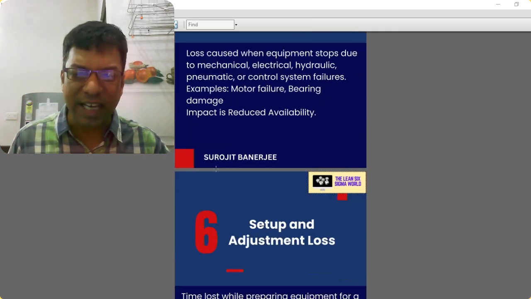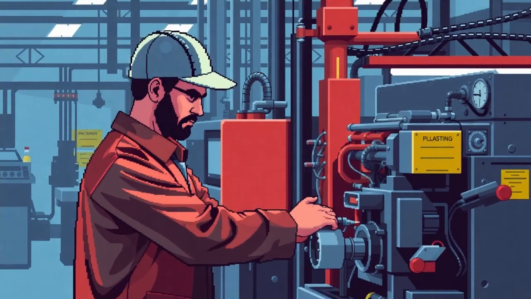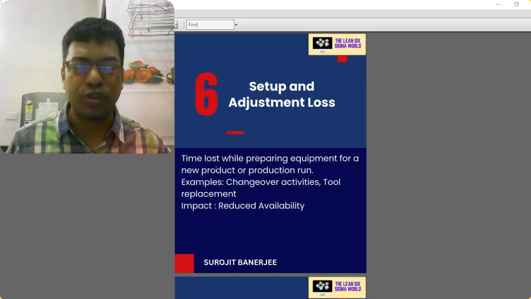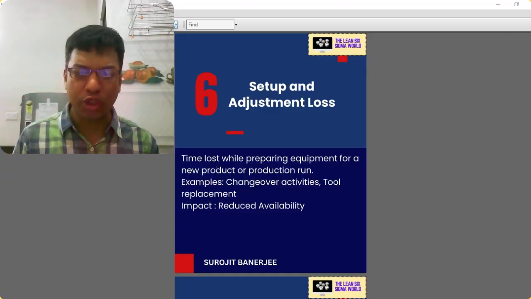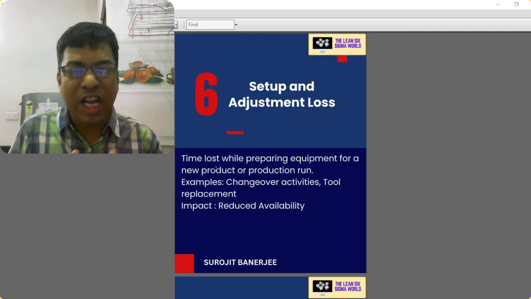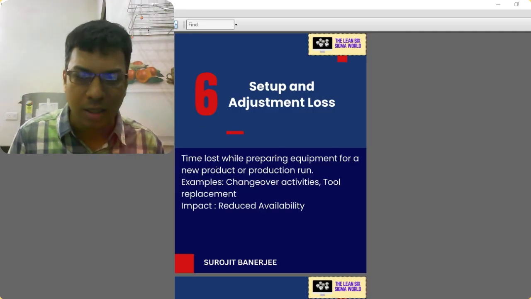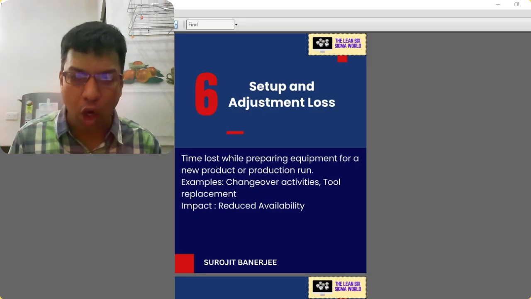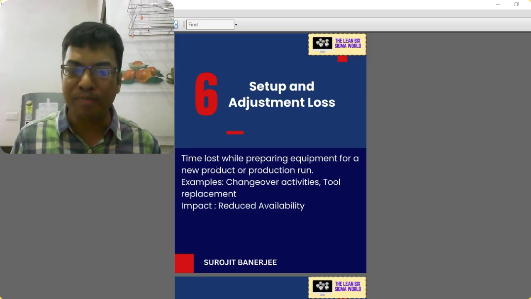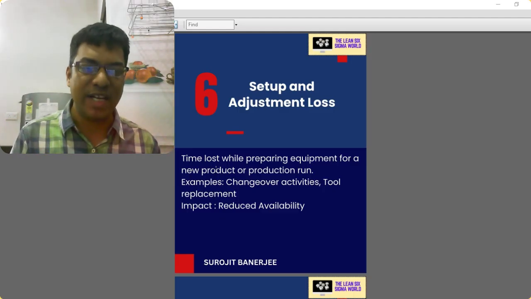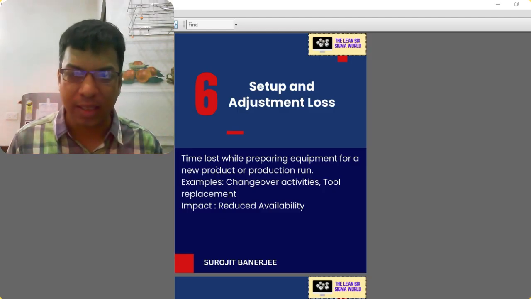Now the next one is setup and adjustment loss. This is the time that is lost while preparing the equipment for a new product or a new production run. Examples: changeover activities or tool replacement activities. The impact is reduced availability. Okay.